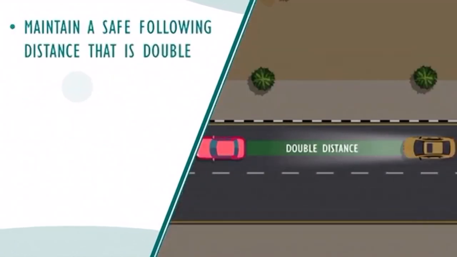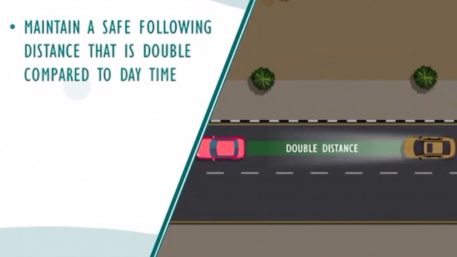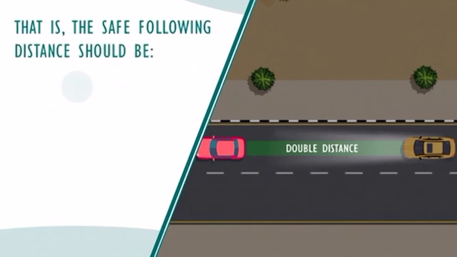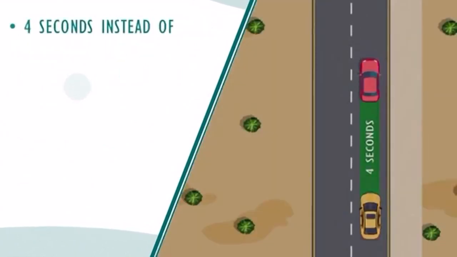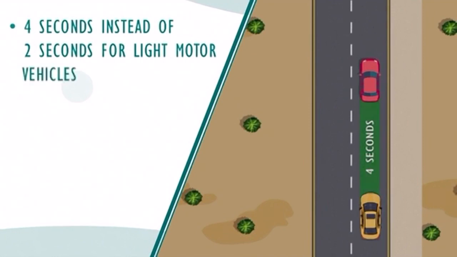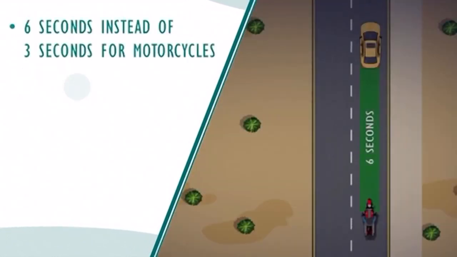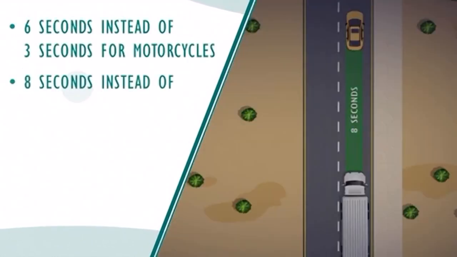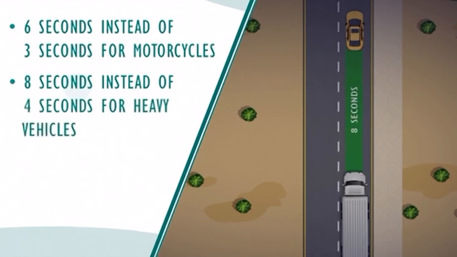Maintain a safe following distance that is double compared to daytime. That is, the safe following distance should be 4 seconds instead of 2 seconds for light motor vehicles, 6 seconds instead of 3 seconds for motorcycles, 8 seconds instead of 4 seconds for heavy vehicles.